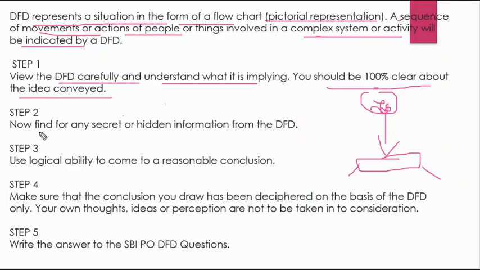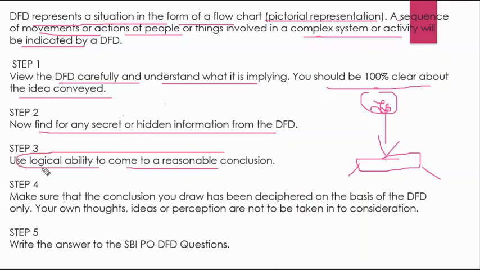Step 2: now find any secret or hidden information from the DFD. This information should be extracted from the picture itself, and you can understand this in the further slides. Step 3: use logical ability to come to a reasonable conclusion. This is also important, because some questions do not just ask for information from the picture itself. Sometimes you need to use logical thinking to answer the questions, because among the 5 questions almost 2 will require logical thinking. You need to use some logic and answer the question as per the requirement. And step 4 is the important part here.